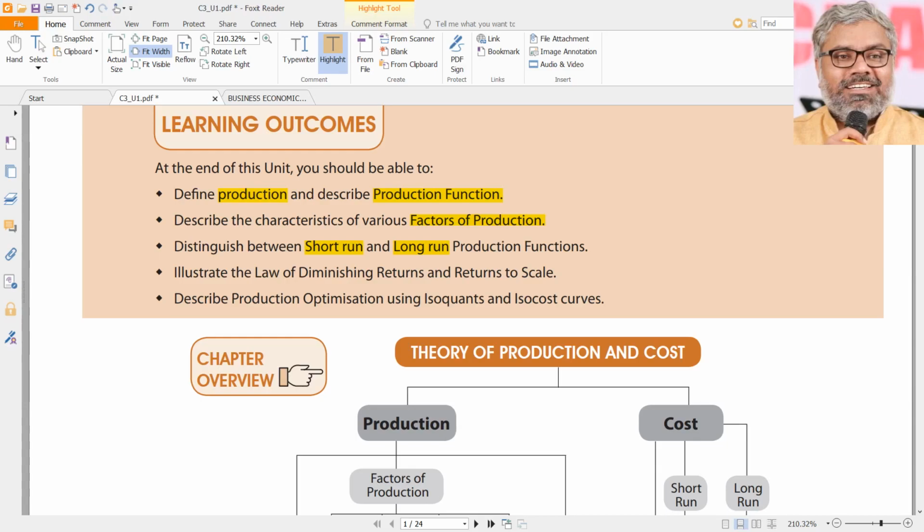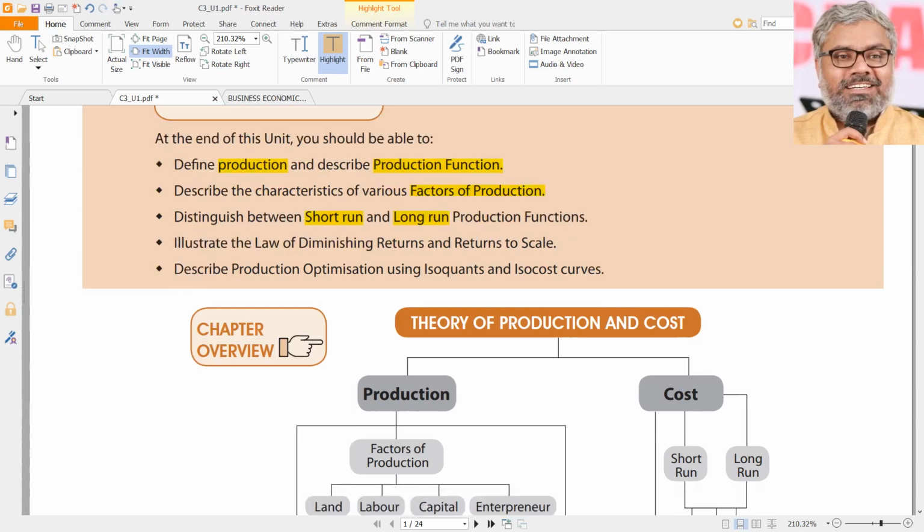But before reaching there, we should first understand the concept of production, and also what are different factors of production and what are their characteristics. Then the real production theory starts, which has broadly two types of theories. One is the law of diminishing returns and the other is the law of returns to scale. And in the process, we will use certain graphs also called isoquant and isocost curves.